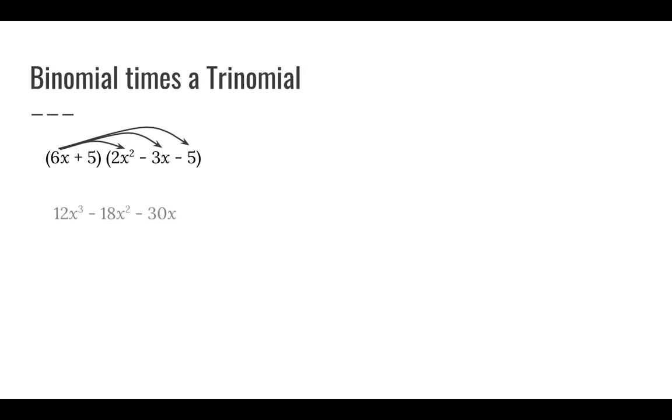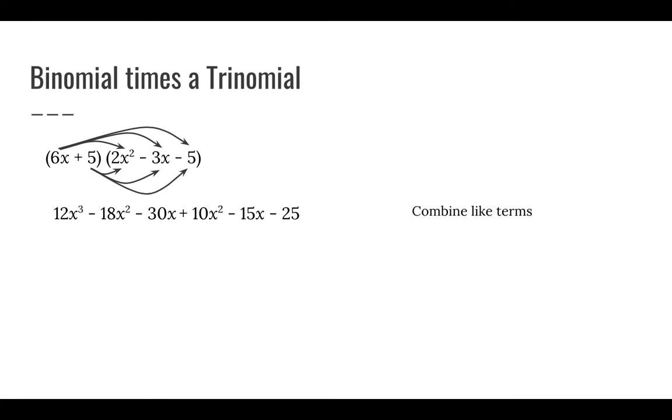So when I do 6x times 2x squared, I'll get 12x cubed. 6x times negative 3x, minus 18x squared. And then 6x times the negative 5 gives us negative 30x. But we have not used that plus 5 that's in the other parentheses, so I got to go back in and multiply all of those possibilities. 5 times 2x squared will give us the plus 10x squared. 5 times negative 3x, negative 15x. And 5 times negative 5 will give us negative 25.